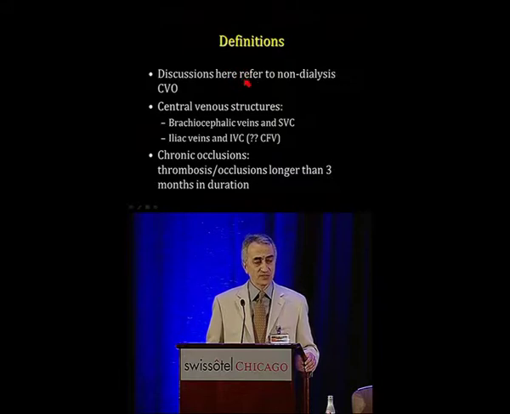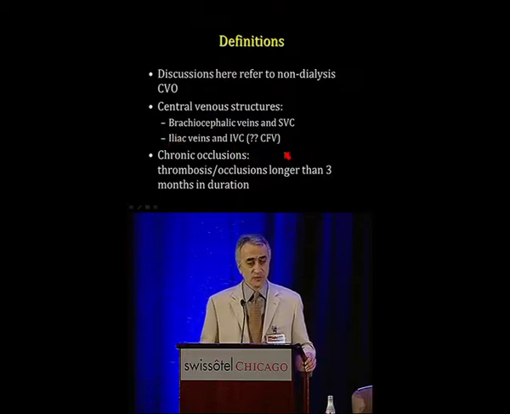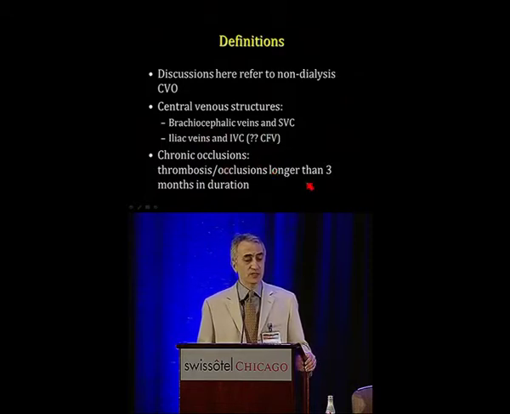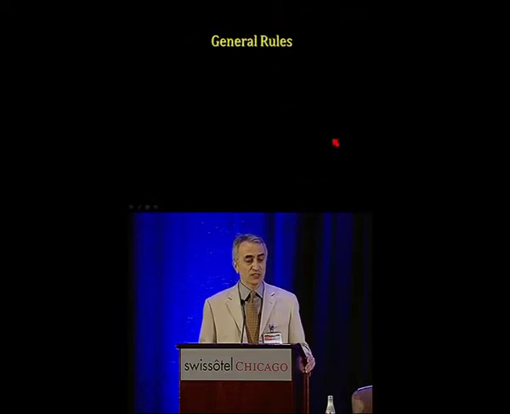When I talk about central venous occlusions, I'm talking in the upper extremities, brachiocephalic veins and the SVC, and in the lower extremities, iliacs and the IVC, and I frequently throw in the common femoral in there also. Chronic occlusions, we're talking about thrombosis or occlusions of more than 3 months. A 1 month occlusion has some fresh clot in there, things of that sort. The techniques are easier to deal with those. These chronic occlusions are really more difficult.